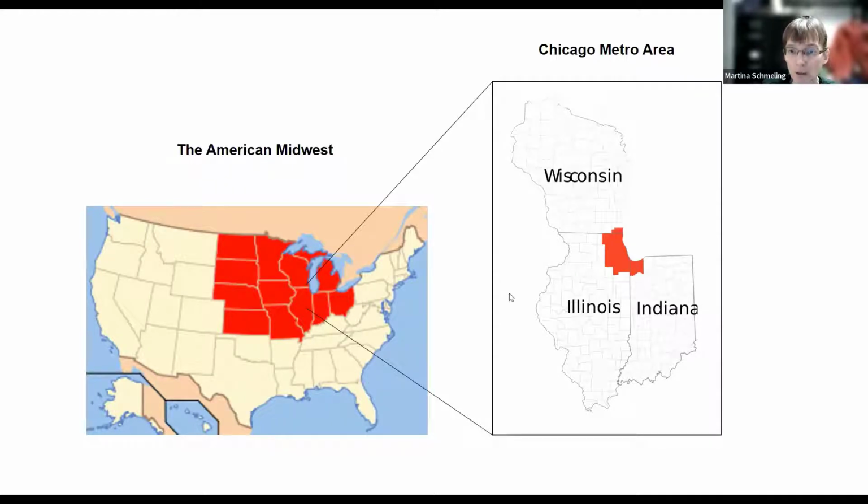And then when you look at the Chicago metropolitan area, it stretches over 3 states: Indiana, Illinois, and Wisconsin. Chicago is right here, and this is pretty much the highlighted area. And the one that you see here, this is Lake Michigan.